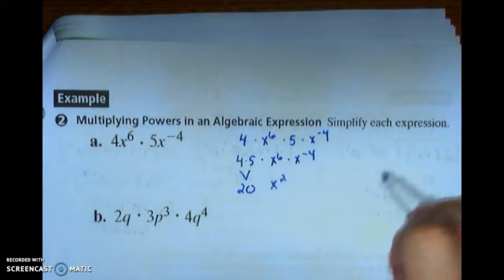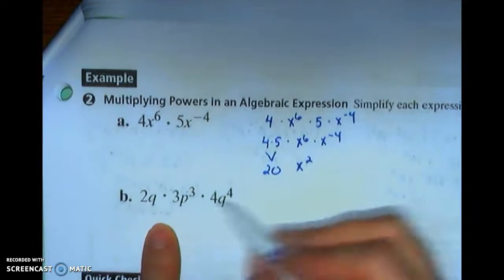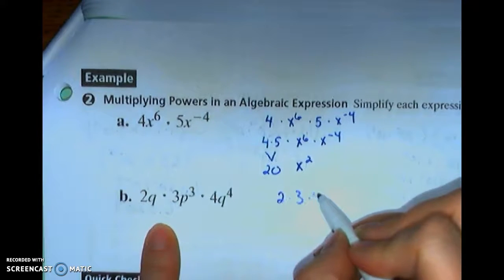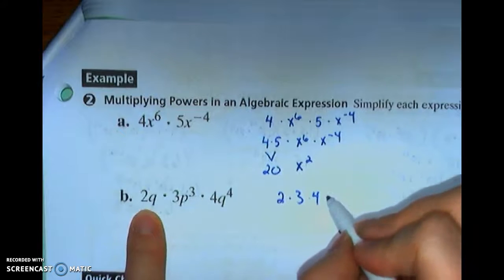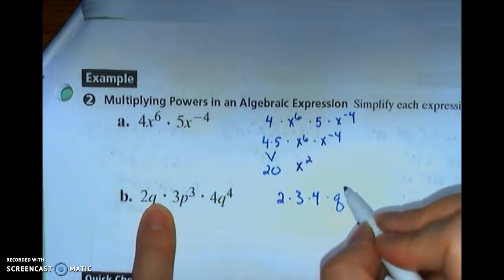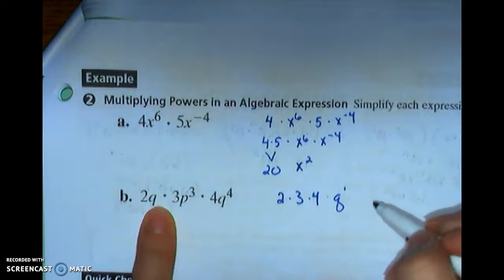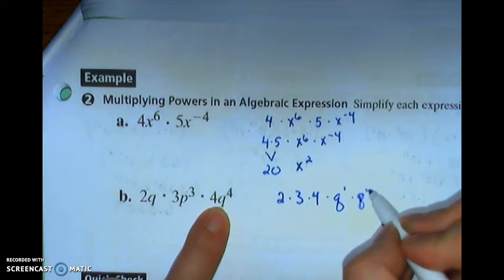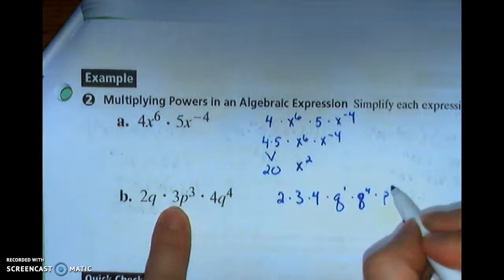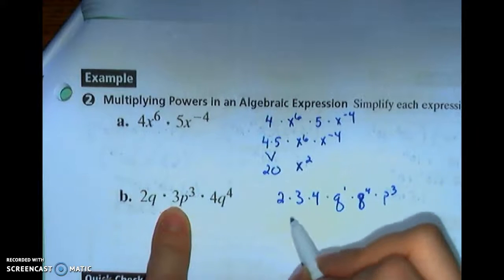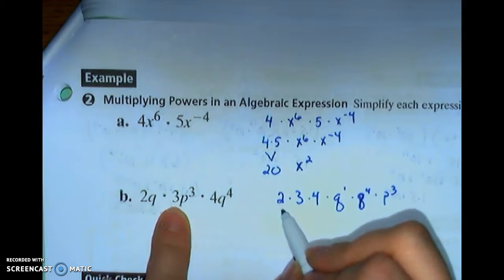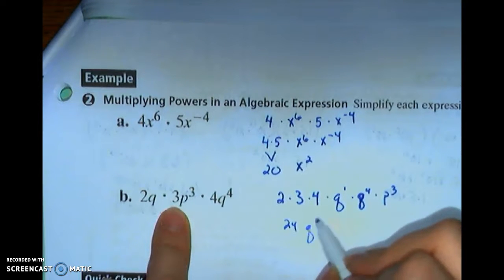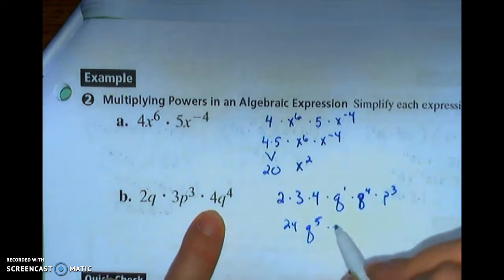Okay? So the same thing with example B. I'm going to do this a little quicker now. I'm going to rearrange my 2 times 3 times 4. And then I have q, and that's q to the first. It's understood to be there. I'm going to write that 1 just to remind us. And then I'm going to put my q to the 4th there. And then I have p to the 3rd. Okay? So again, 2 times 3 times 4 gives us 24. q to the 1st times q to the 4th gives us q to the 5th. And then p to the 3rd is p to the 3rd.